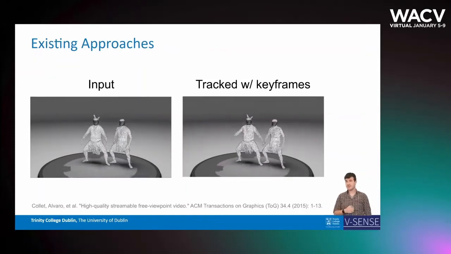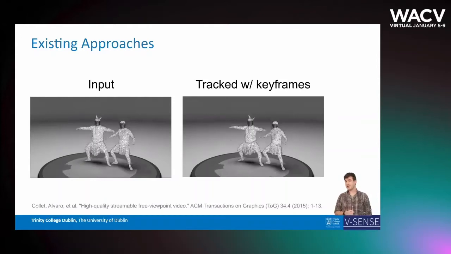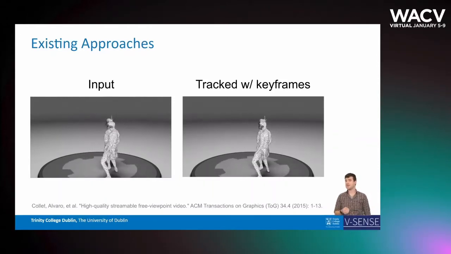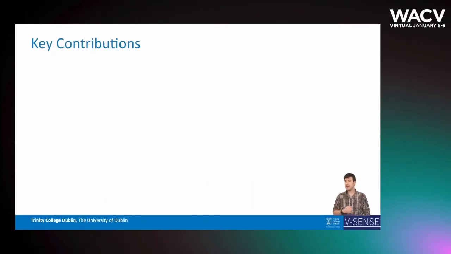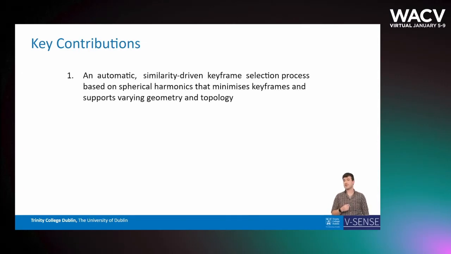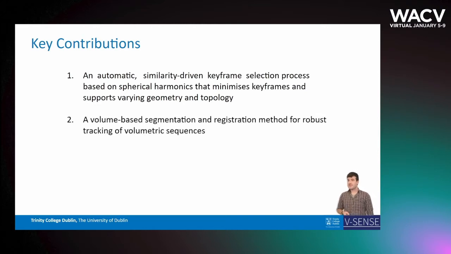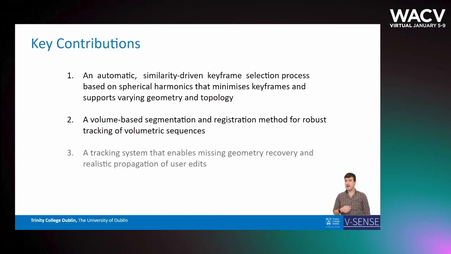Our work provides a solution to keyframe tracking that improves upon the state of the art and extends applications towards entry-level content creation. In this work we present the following contributions. We present an automatic similarity-driven keyframe selection process based on spherical harmonics that minimizes keyframes and supports varying geometry and topology. A volume-based segmentation and registration method for robust tracking of volumetric sequences, and a tracking system that enables missing geometry recovery and realistic propagation of user edits.